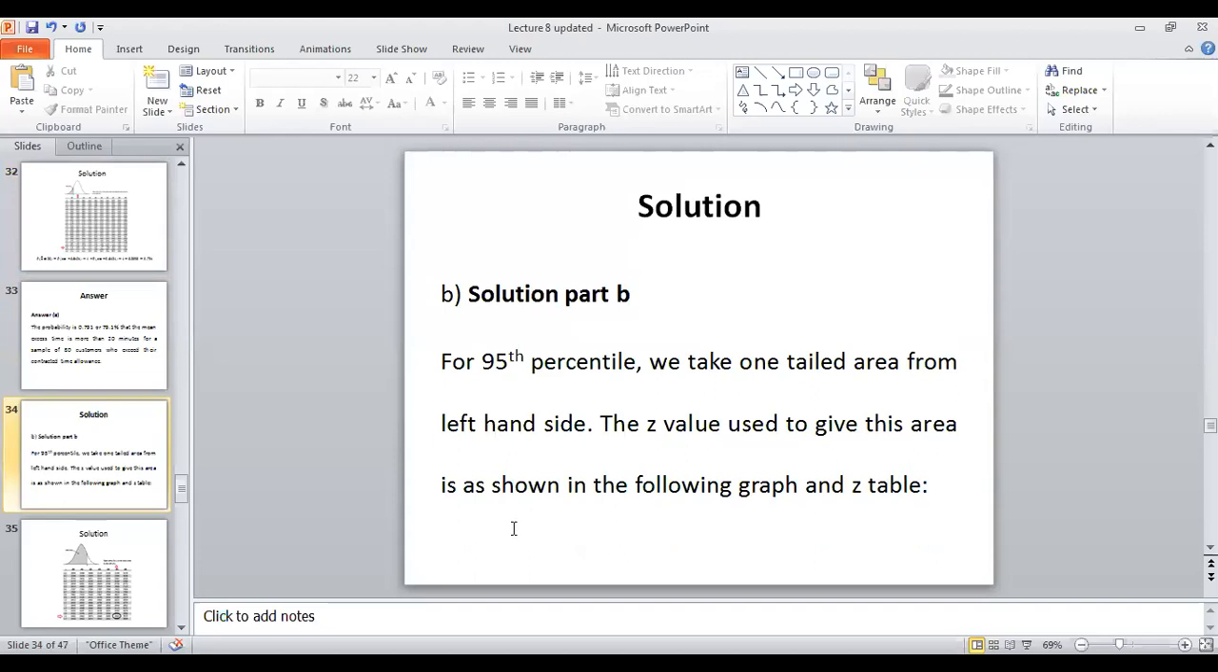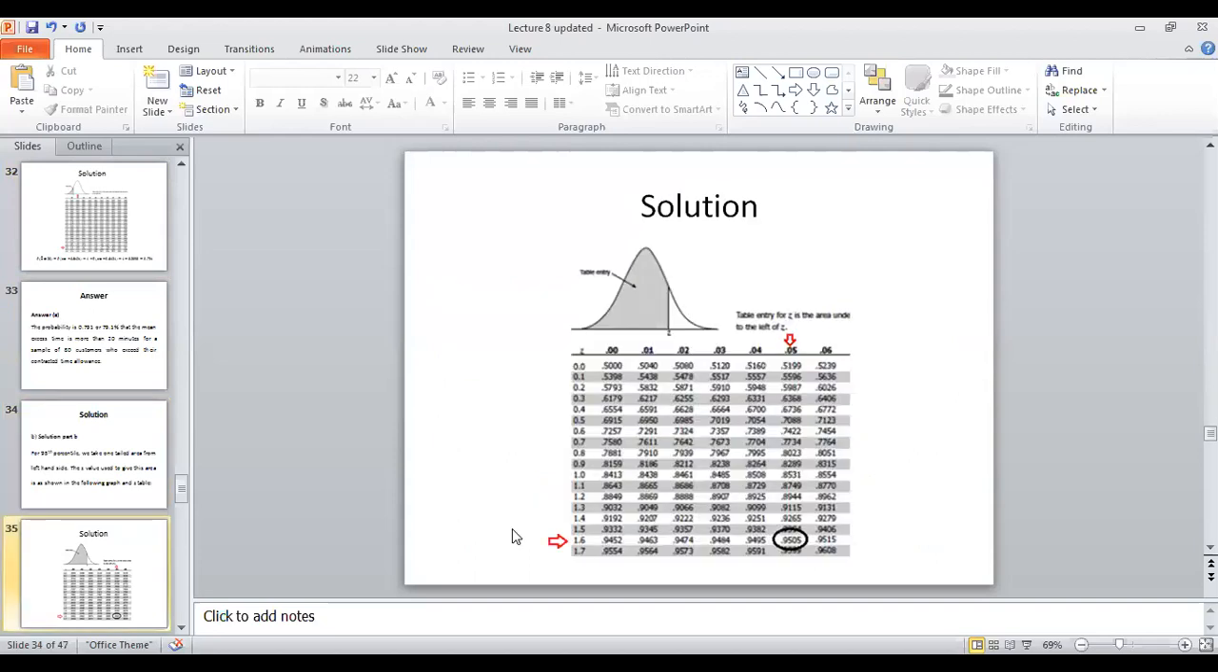The z value used to give this area is as shown in the following graph and the z table. I think this is visible to us, so we don't need to make a slideshow for this particular slide. So we have 1.6. We have to solve it in this way: we will locate the 95% probability on the positive z, because 95% should be on the positive z, as it is greater than 50%.